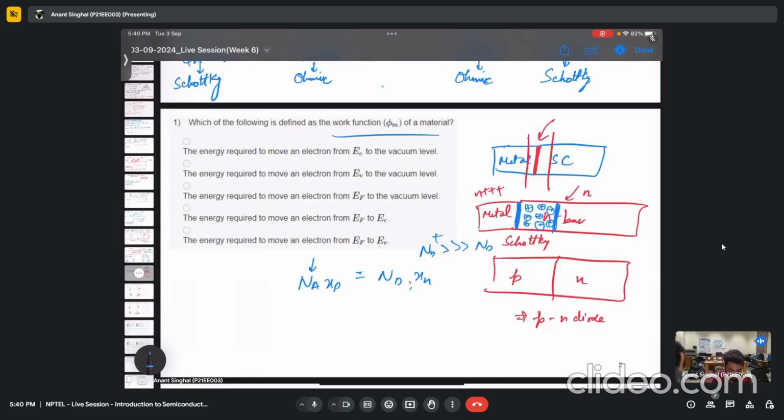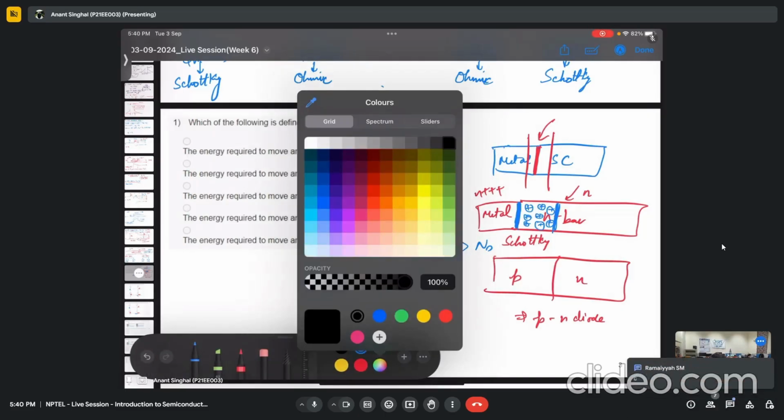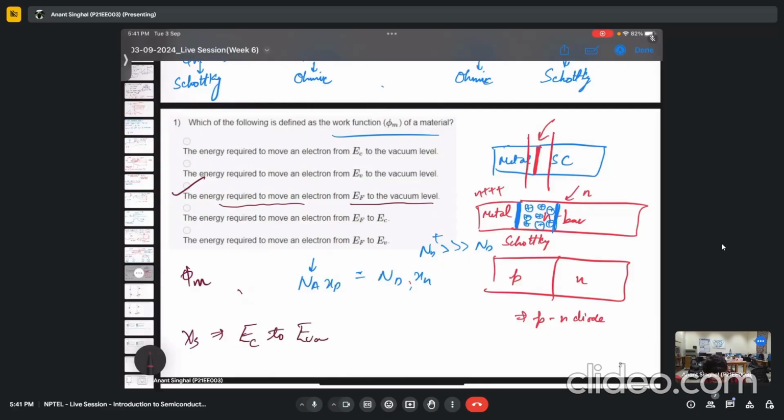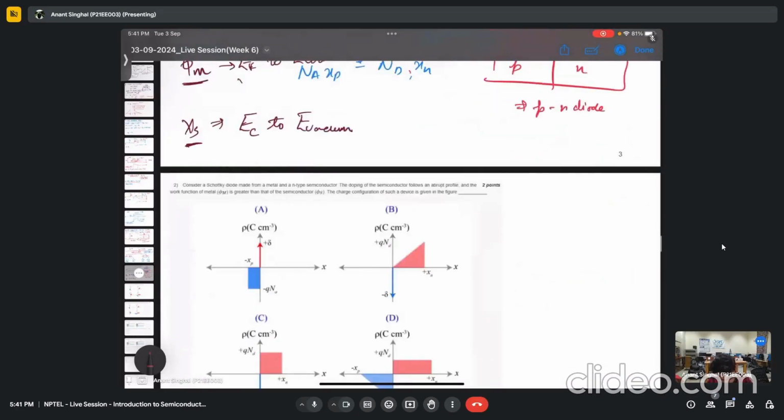So this is the first question, which is very basic. Which is the work function of a material? Quickly let me know the answer to this. Yes, C: the energy required to move an electron from Fermi level to vacuum is the work function. If I talk very quickly about the affinity, it is the energy required to move an electron from the conduction band to vacuum. That is the electron affinity, and the work function is from Fermi level to vacuum.